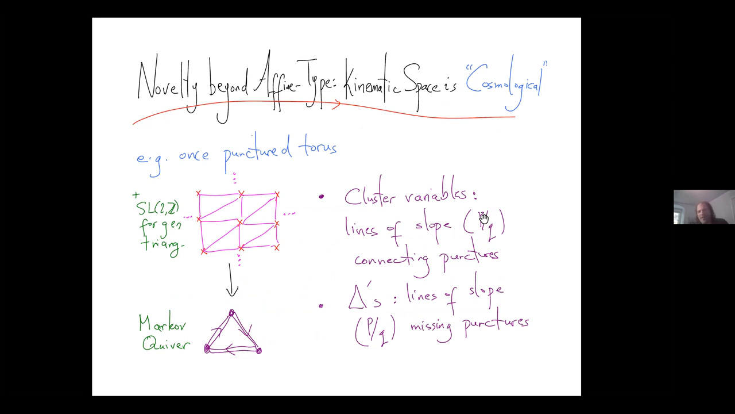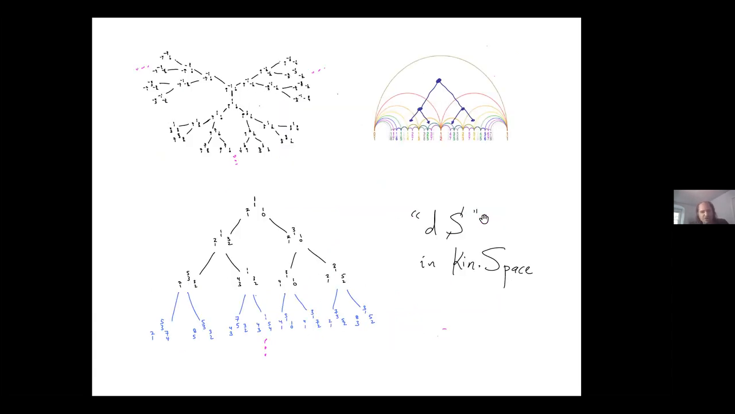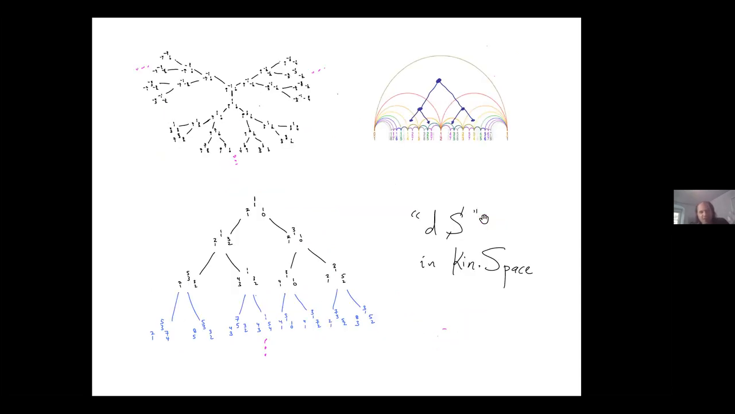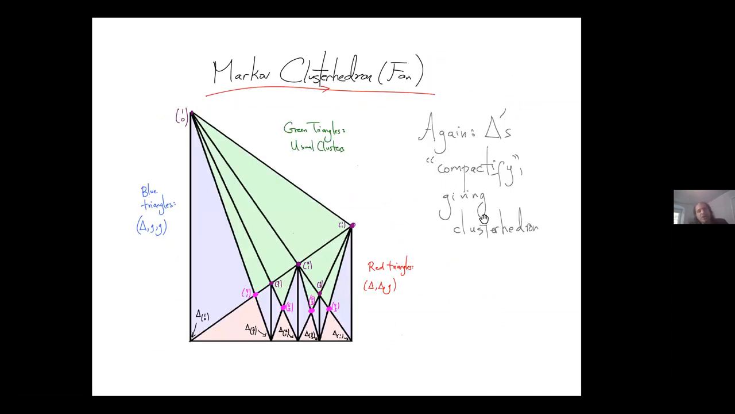Here already we have a real novelty: what happens beyond the Dynkin type cases is that the number of these triangulations, or the number of these cluster variables, explodes exponentially. And that's kind of like a cosmology in this kinematic space. There's a precise sense in which this Markov picture is like a de Sitter version of kinematic space. But the same kind of picture continues to hold.